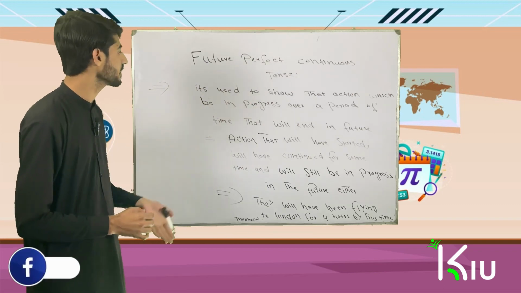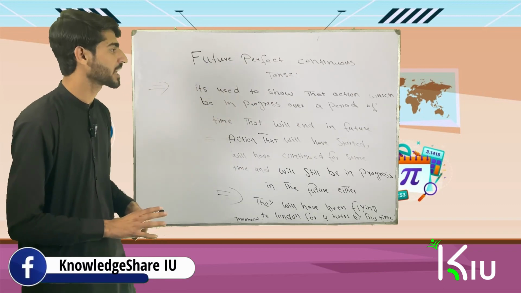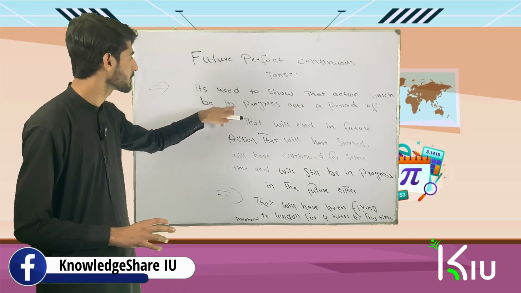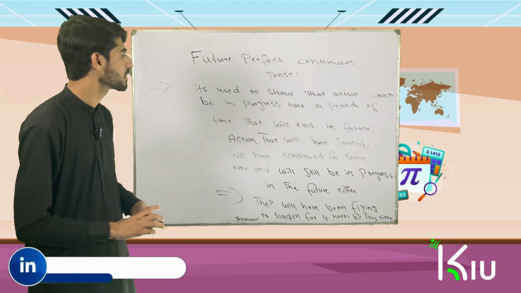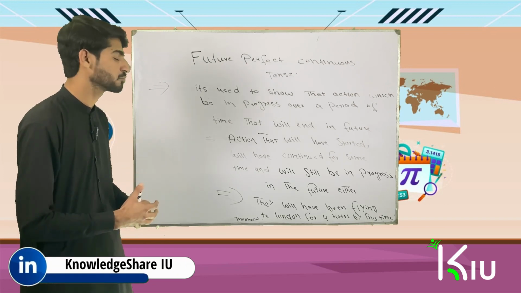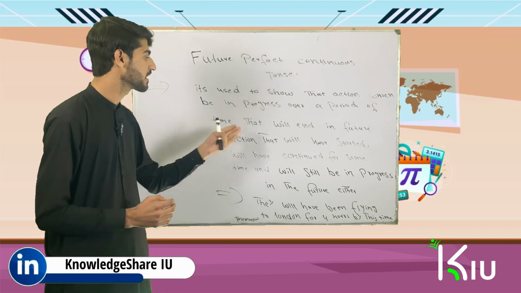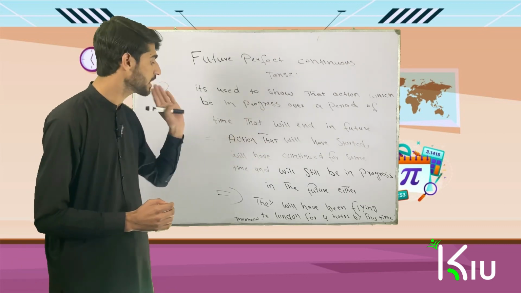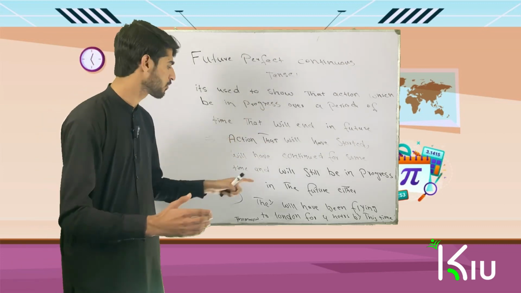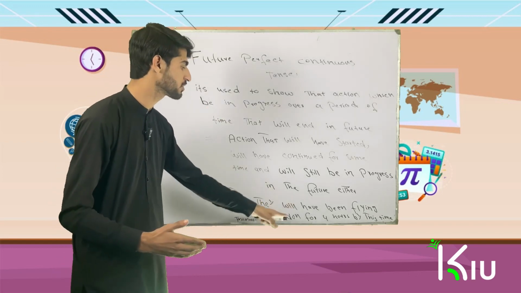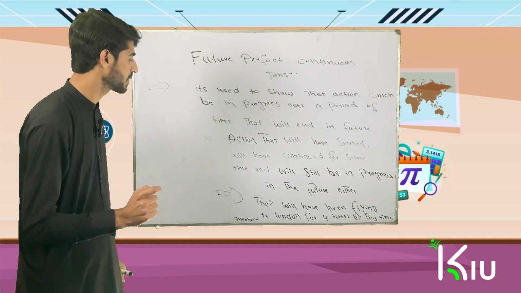Look at the example. It is used to show that action which will be in progress over a period of time that will end in the future. In other words, in simple words, we can say like this: an action that will have started, will have continued for some time and will still be in progress in the future. Look at the example, it's very clear.